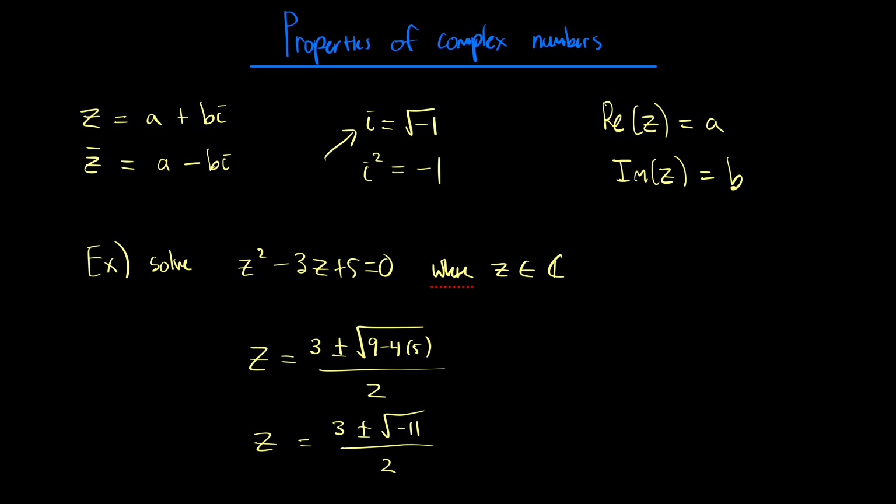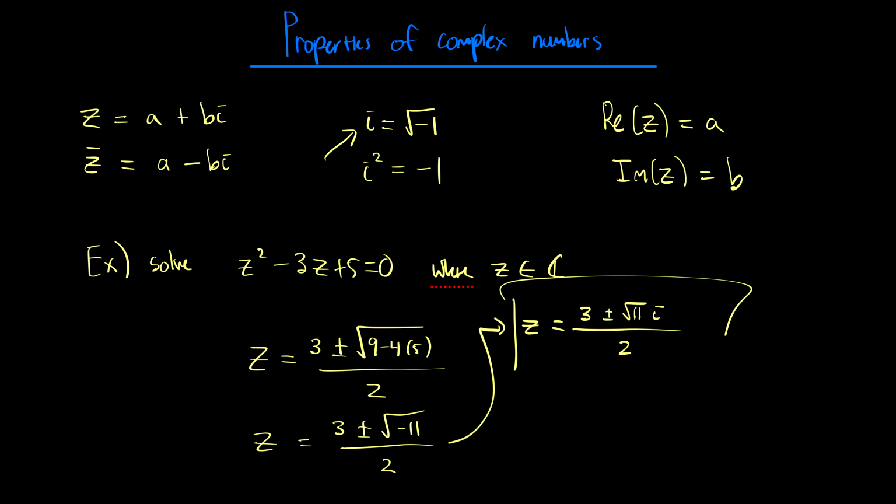And before, if this was a quadratic function, where z was equal to x, we would say there's going to be no solutions. Now it's different. The square root of negative numbers does exist, and we put it into the form of this imaginary number. So this becomes 3 plus square root 11 i over 2, where i is equal to the square root of -1. And this is the solution.